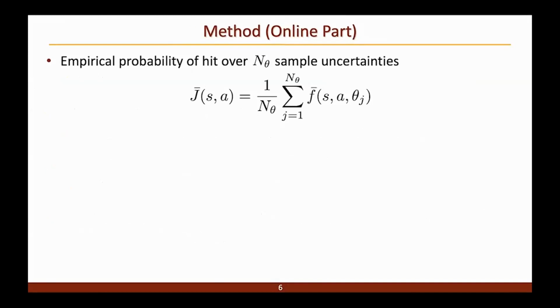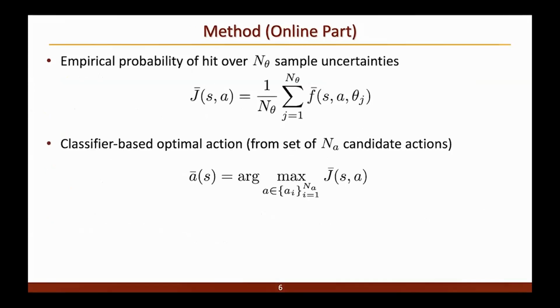We pick the maximizing action A out of a finite set of candidate actions. Note that we evaluate the classifier F bar instead of the true model F. All of these simplifications serve to speed up the optimization.